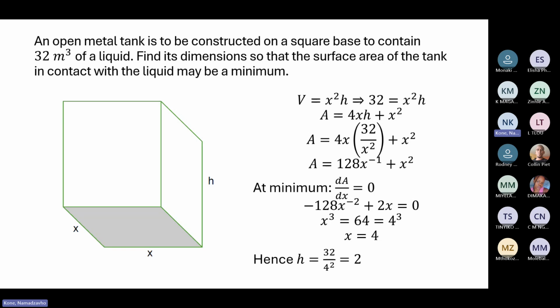So maybe another examiner may say, find the minimum area. It was not asked in this question. So what do you do now to find the minimum area? Now that you have got x and h, you go to the original equation. A equals 4xh plus x squared. Replace every x here by 4 and every h by 2, and you can find that minimum area of this box. But here the question stopped at finding only the dimensions, which is finding the values of x and the value of h. And this question is done.